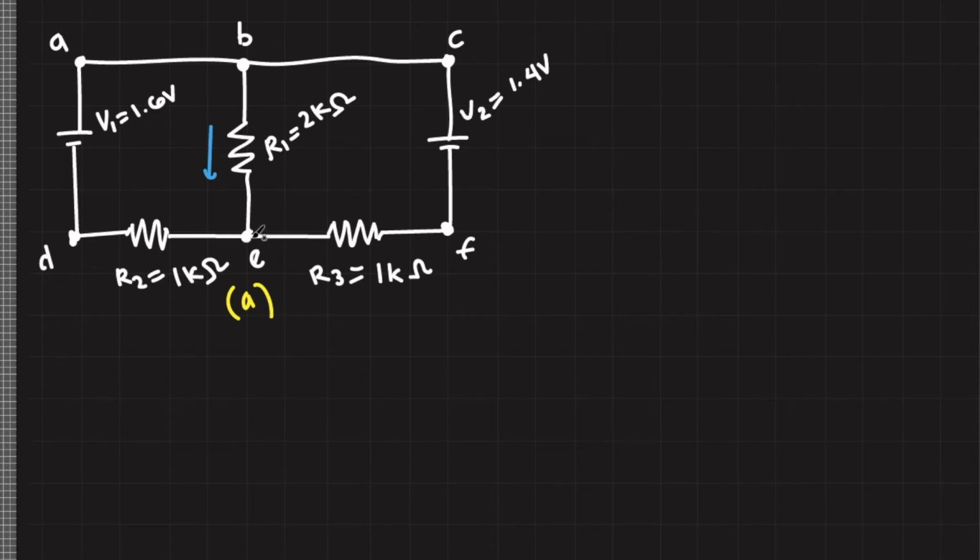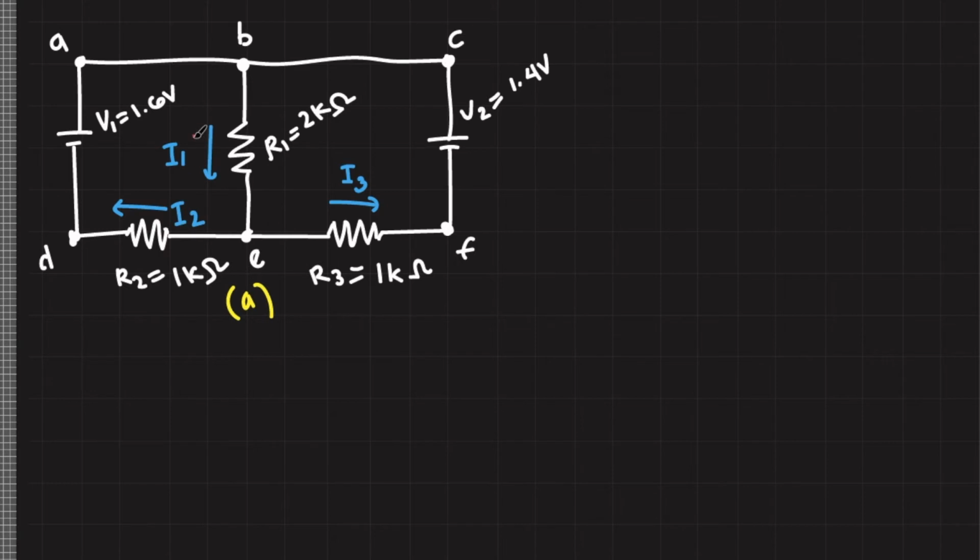And when it reaches junction E, it will be divided into this current and this current. So I'll assume that the direction of current at R sub 3 is this way, and the direction of current in R sub 2 is this way. I cannot just use a single variable for current because obviously they have different values. So I'll name the current at R sub 1 as I sub 1, at R sub 3 as I sub 3, and at R sub 2 as I sub 2.